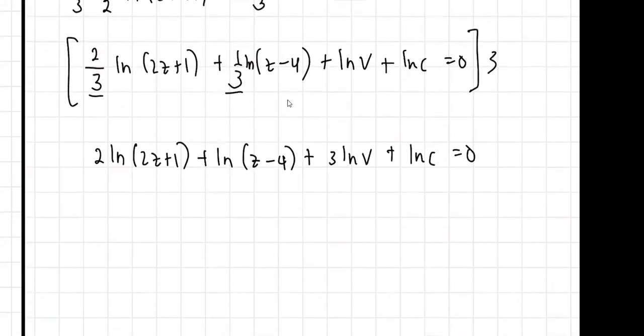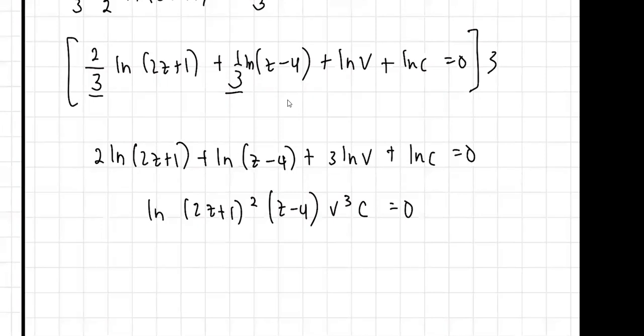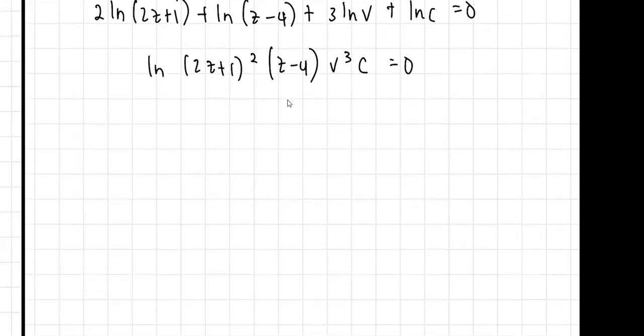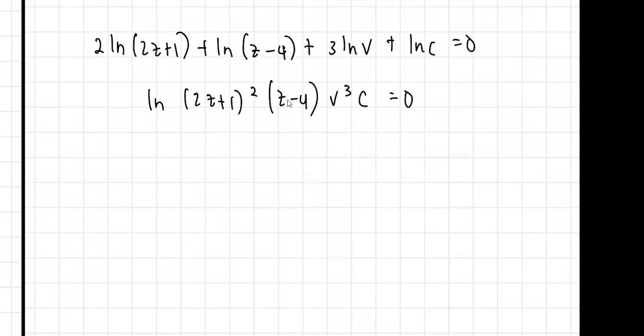So this will be ln of 2z plus 1 squared times z minus 4 times v cubed c is equals to 0. So since naka-ln naman yan, pwede nating itanggalin yung ln, no? So later, pwede na tayo mag-substitute pabalik, no?